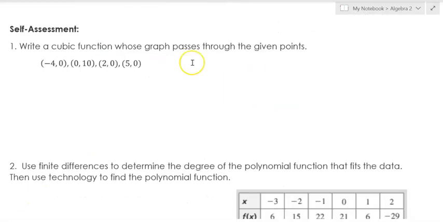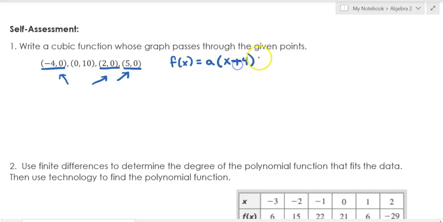All right, so if we try this again, keep in mind that these points here with 0 and the y value, these are your x-intercepts. So these make your factors. So we're going to have f of x equals a times, and you do x minus -4. That turns into +4. You do x minus 2 and x minus 5. That's step 1, to create your factors from your x-intercepts.